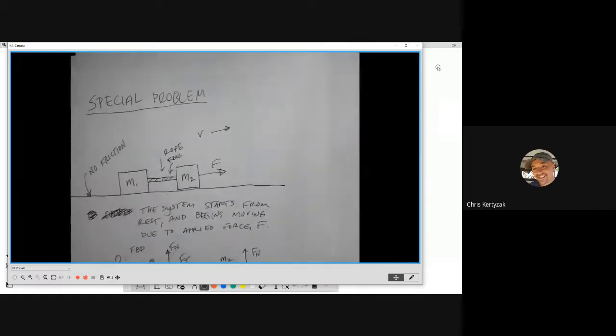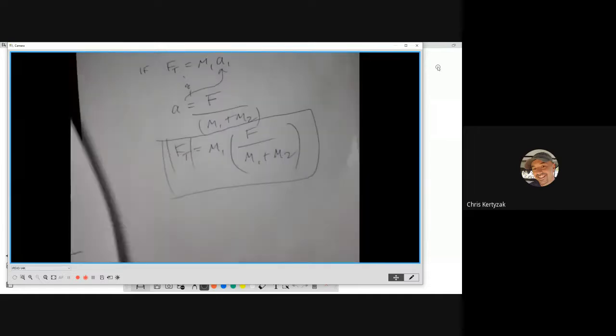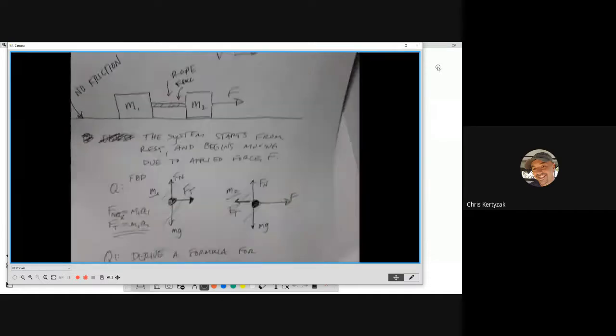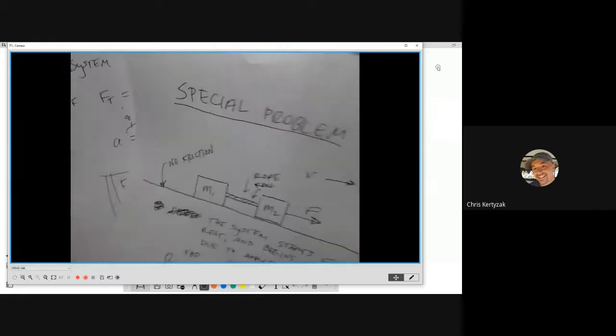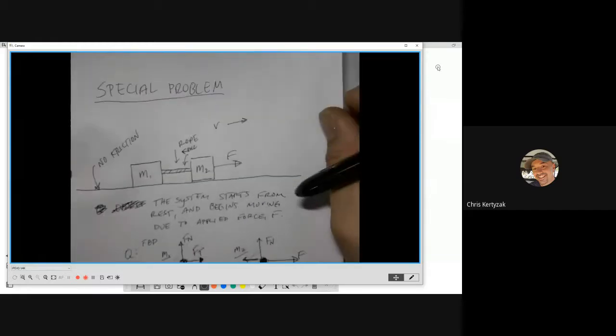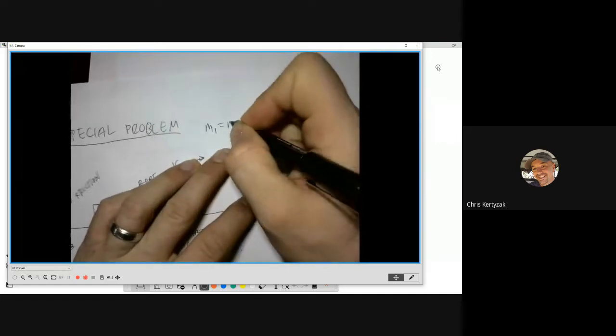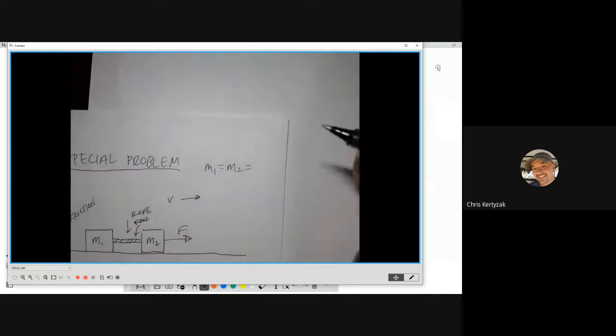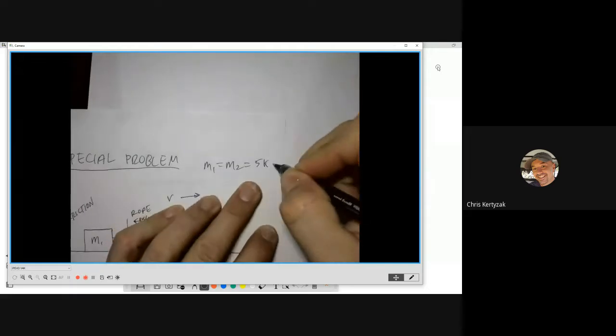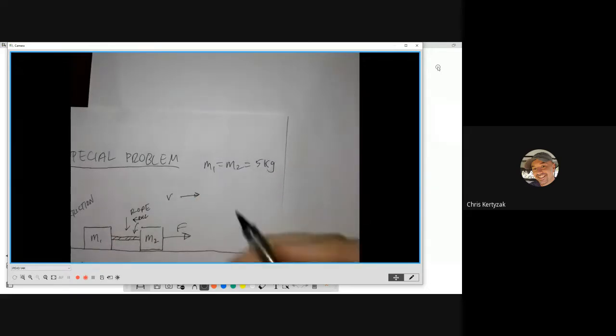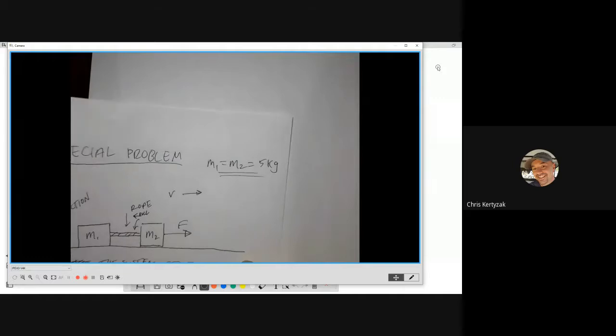So that's really all I have to say about that, because that's usually the extent of their question. I would like to just throw some numbers in real fast, if I could. Let's just say M1 was equal to M2, because it looked like they were. They're the same mass, and they're both, I don't know, 5 kilograms, let's say. Let's just put some numbers in. I just want you to get a sense of that.